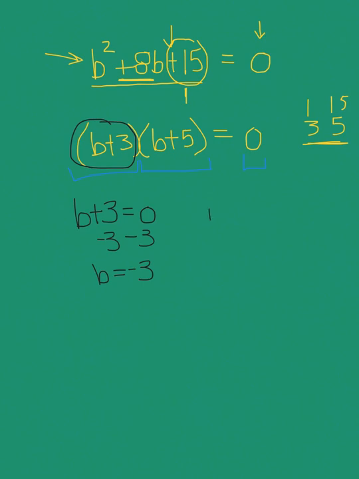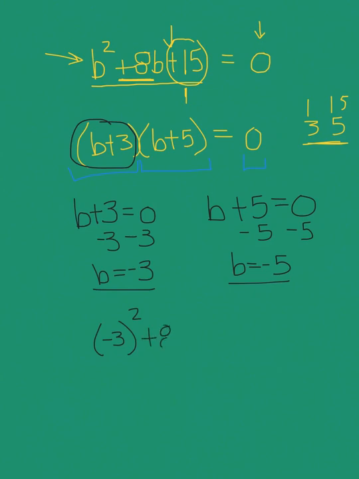If I look at the other one, b plus 5, and set that equal to 0, I say, okay, well, what makes this 0? Well, again, subtract 5 from both sides. I get b equals negative 5. I end up with two solutions here. If I were to go back and plug in negative 3, and work this all the way out, I would get 0. If I were to plug in negative 5 and work this all the way out, I would also get 0.